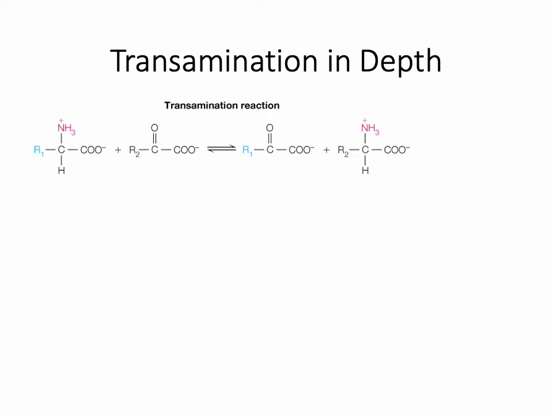Taking a closer look at the transamination reaction, what the transamination reaction does is it takes an alpha amino group, shown over here, and it takes an alpha keto acid group, shown over here, and basically switches them. So this amino group gets transferred over here, this keto acid group gets transferred over here, giving rise to the following products.